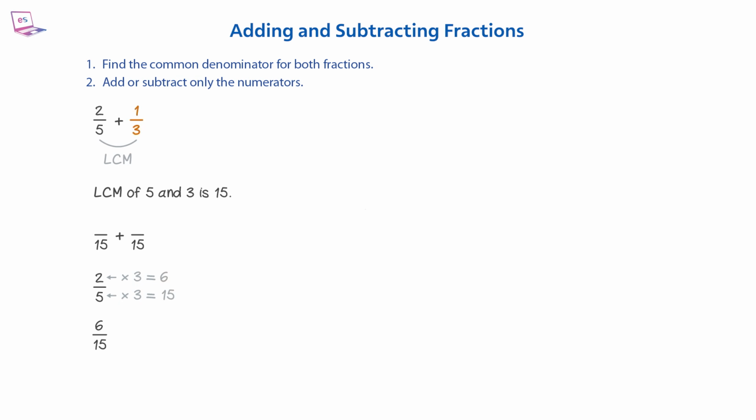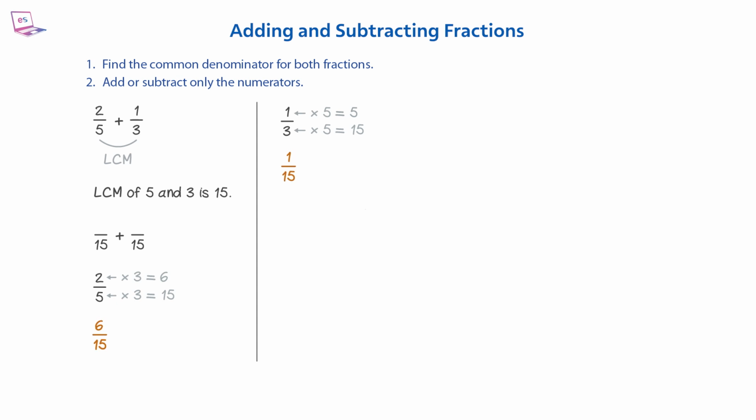Let's move on to the second fraction 1/3. To get the denominator from 3 to 15, we have to multiply by 5. 3 times 5 equals 15. So, we have to multiply the numerator also by 5. 1 times 5 equals 5 and the fraction becomes 5/15.